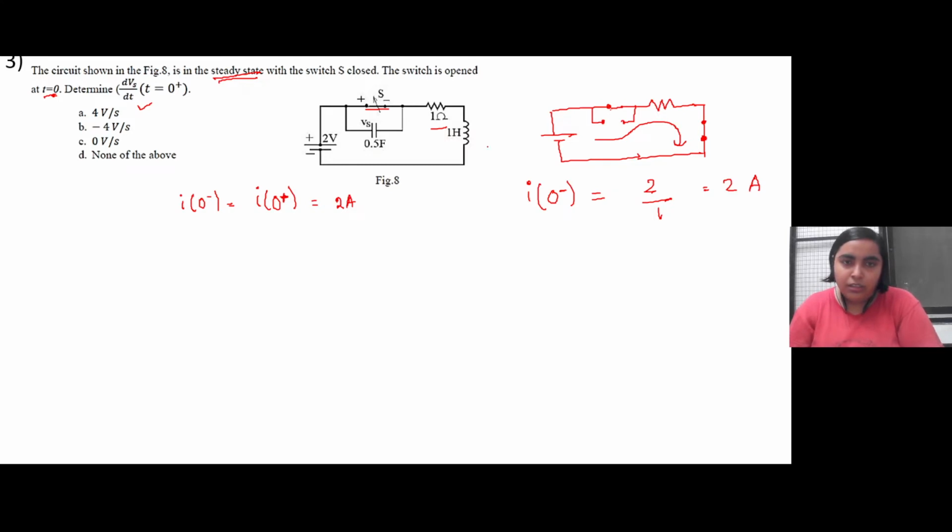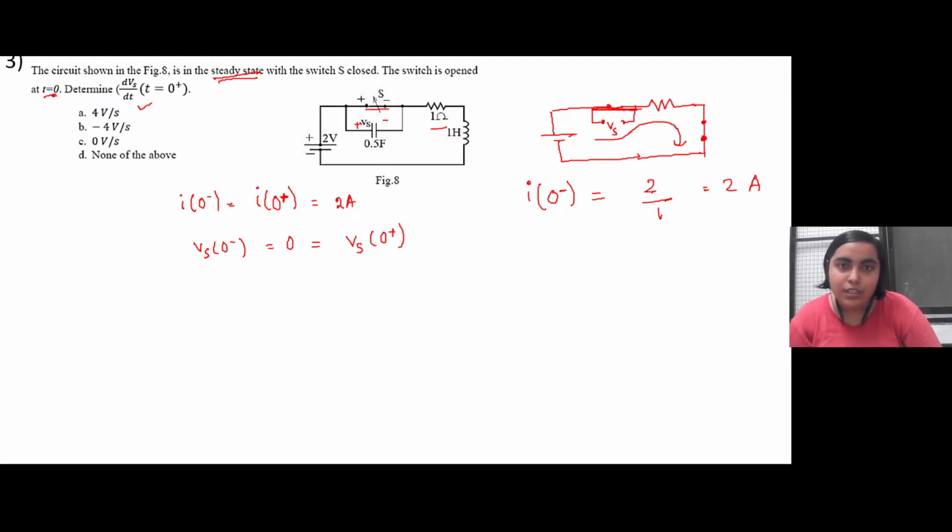Now let Vs be the given voltage across the capacitor, right? The capacitor will oppose any change in voltage. So Vs of 0 minus: this particular switch is just a short circuit. So Vs of 0 minus is equal to 0, and since the capacitor will oppose any change in voltage, Vs of 0 plus will also be equal to 0, right?